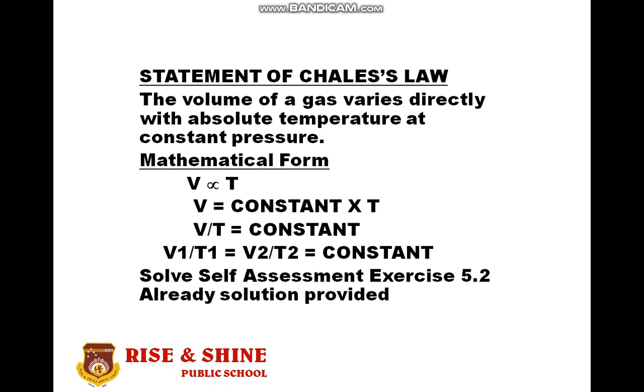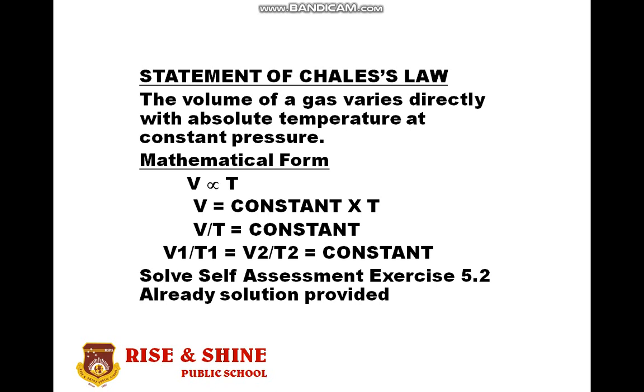The condition here is that we have to keep the pressure constant, or we can say that these are directly related. Temperature is directly related with volume. When temperature increases, kinetic energy increases, thus its volume increases. So its mathematical form can be written as V is directly proportional to T. When we remove the sign of proportionality, there comes an equal sign: V equals constant multiplied by T.